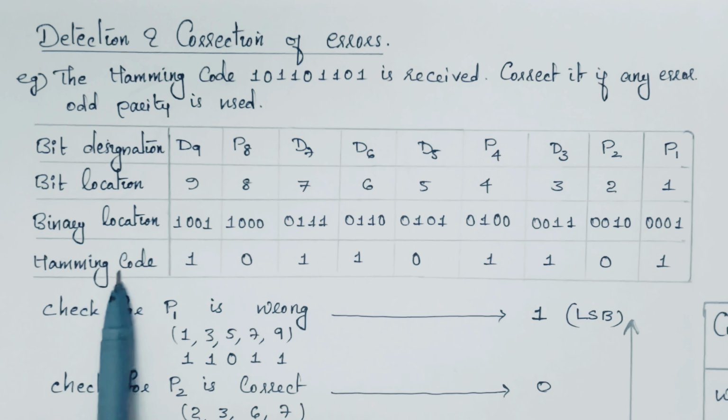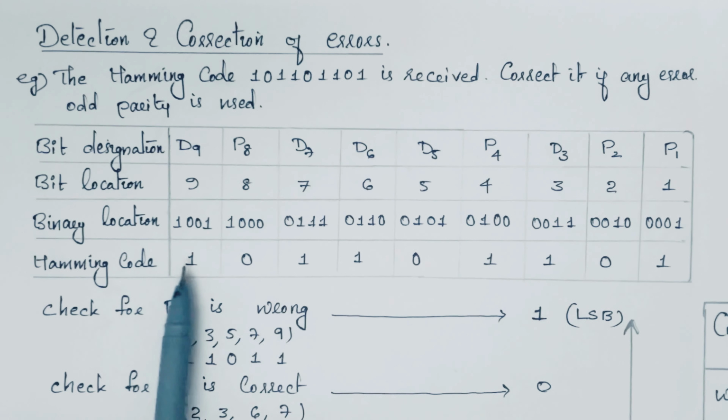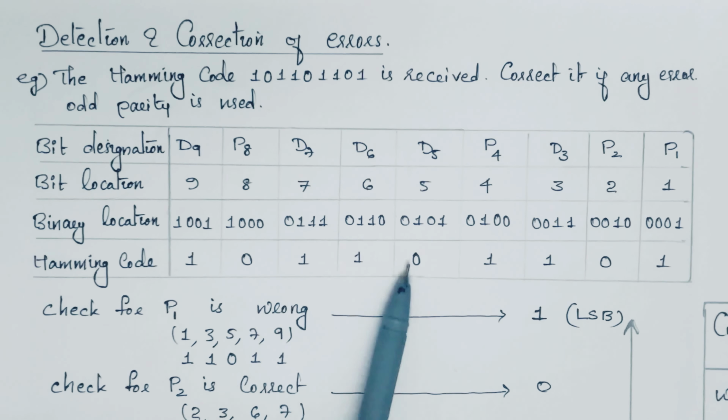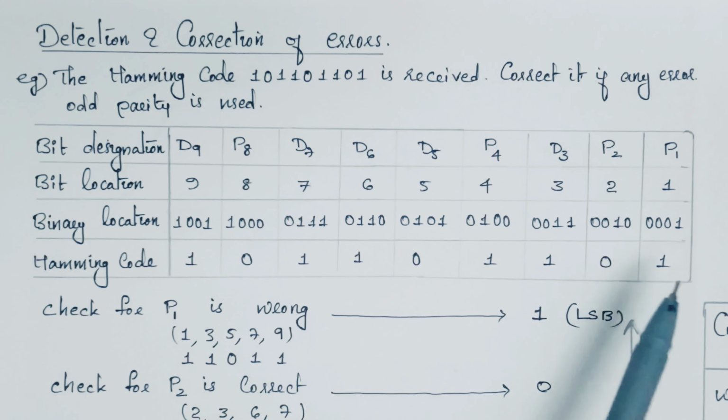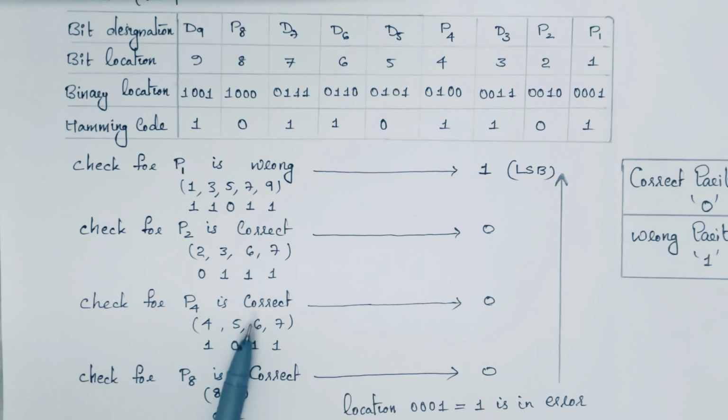Then we need to write the received Hamming code. So received Hamming code is what? 1011011101. While checking for a parity, if the parity is wrong, we need to mark it as 1. While checking for a parity, if the parity is correct, we have to mark it as 0. So remember, when we are checking for a parity, if the parity is received correctly, it should be marked as 0. And if the received parity is wrong, that should be marked as 1.